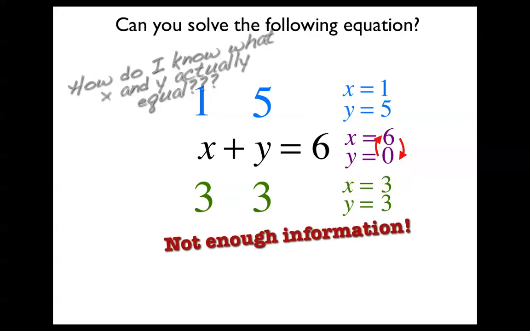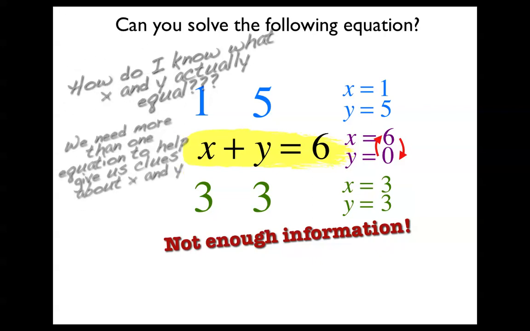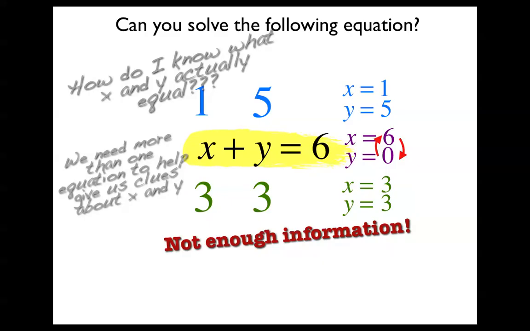The problem here is there's not enough information. This one equation doesn't tell me enough to know for sure what x and y are. I need more information. Okay, we need more than one equation to help give us clues about x and y. And so when we talk about systems of equations, that's what we're doing. Here's an example of a system of equations.